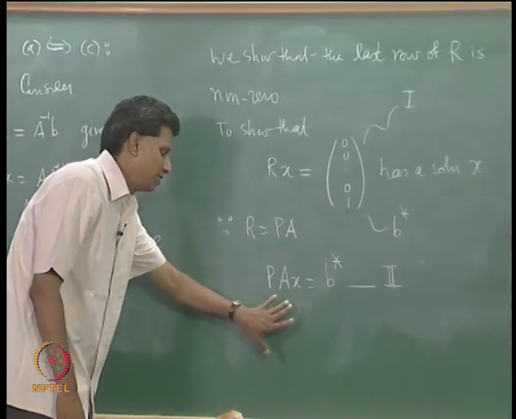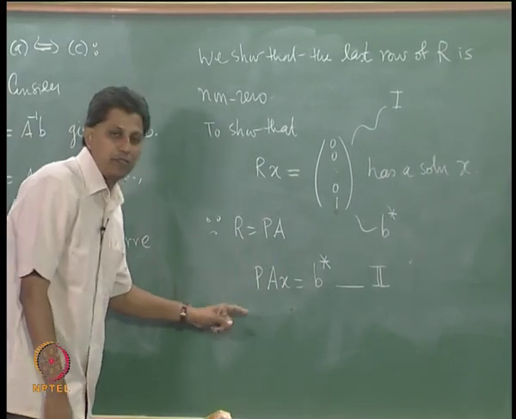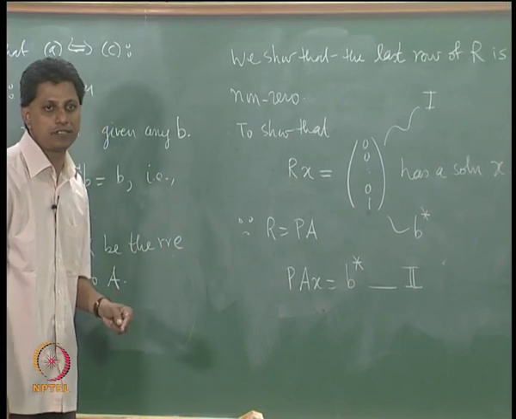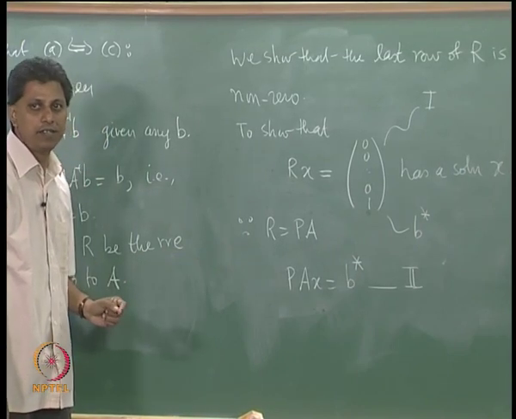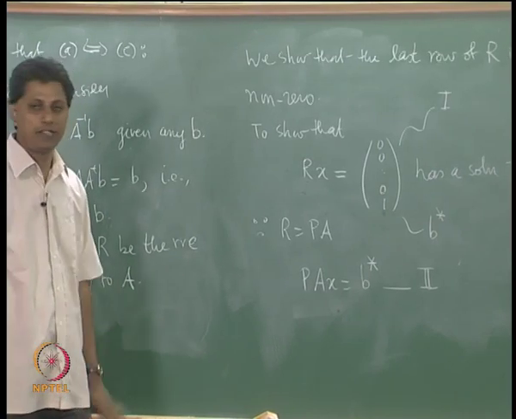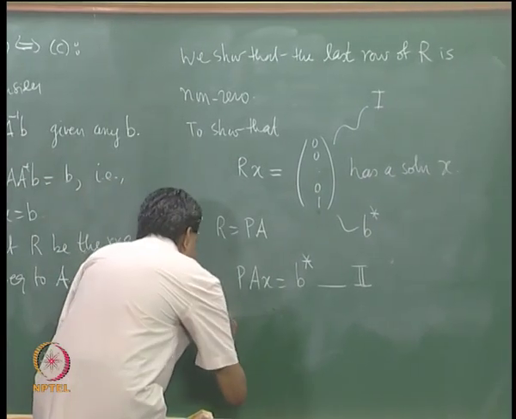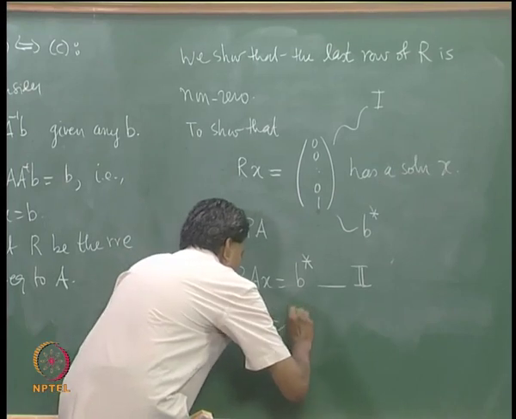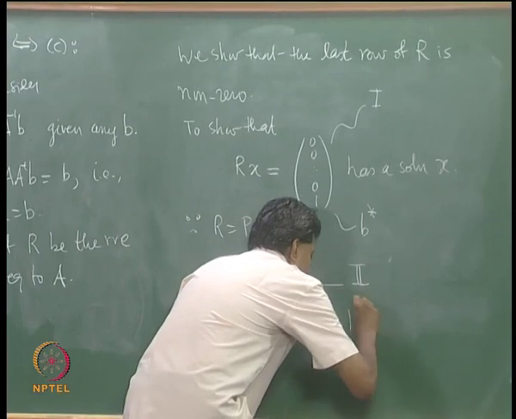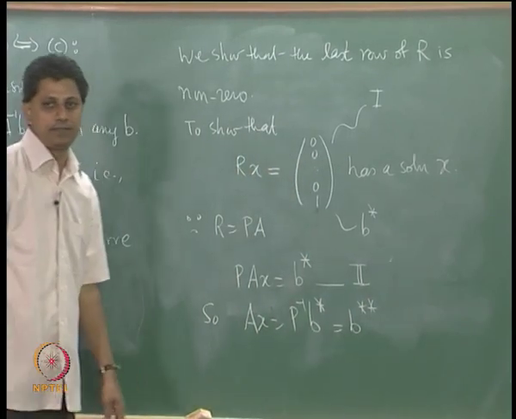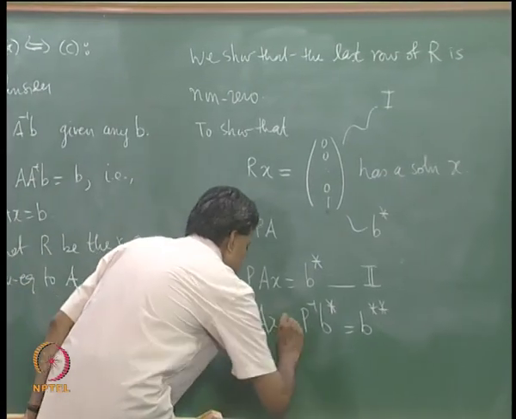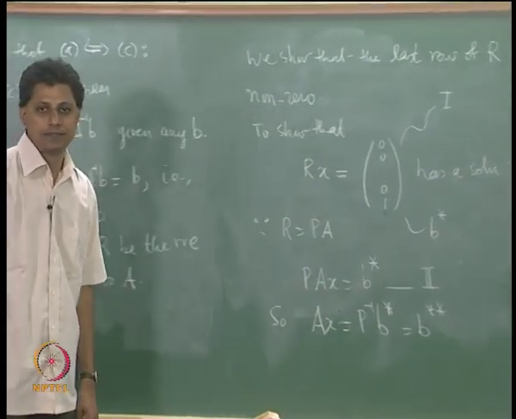But look at system 2. What is the property of P that I have used? P is a product of elementary matrices. Elementary matrices are invertible. Product of invertible matrices is invertible. So P is invertible. Post multiply by P inverse, I get AX equals P inverse B star. I will call this B double star. So AX equals B double star.